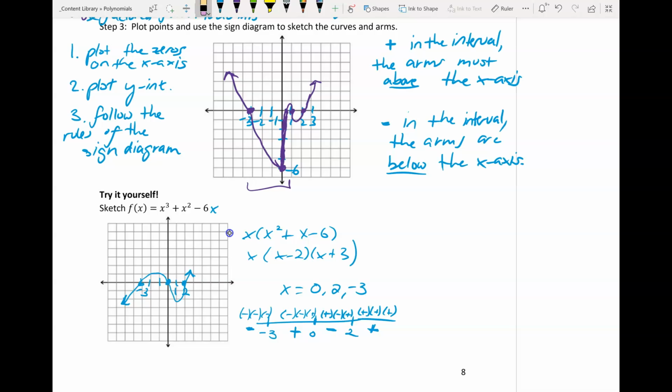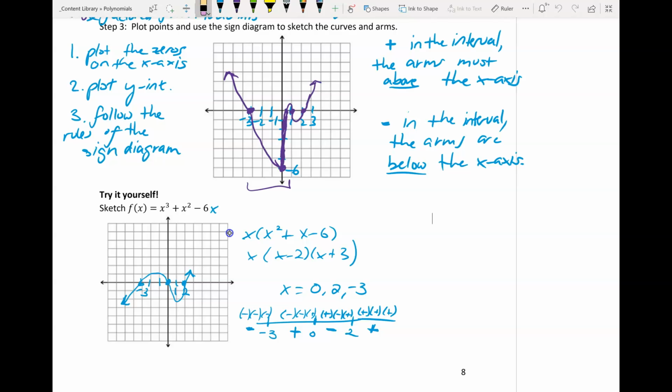In this case, your y-intercept is just going to be 0. So you don't really need to worry too much about that one because that's already included in one of your zeros. Then you're going to do your sign diagram. So you need to figure out what the sign is between -infinity and -3, from -3 to 0, from 0 to 2, and from 2 to infinity. And you just pick random x values that fit within that interval to figure out if that interval is positive or negative.